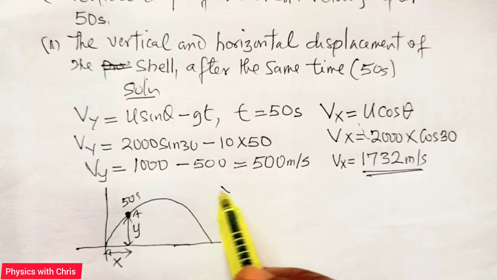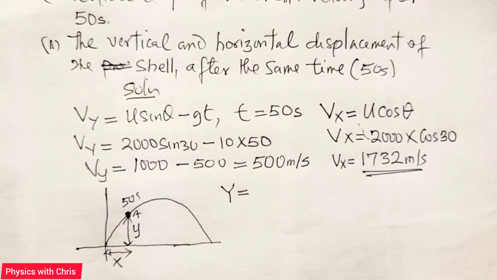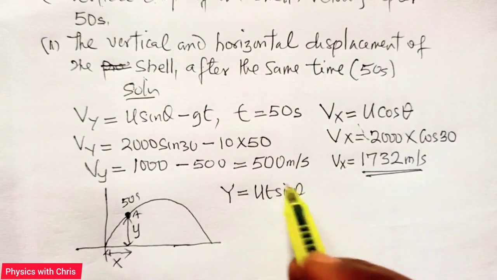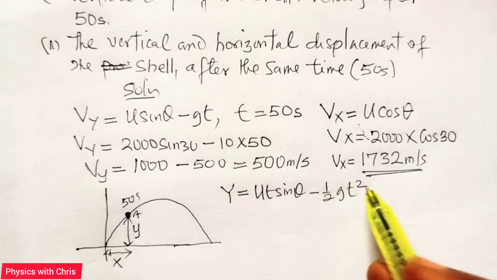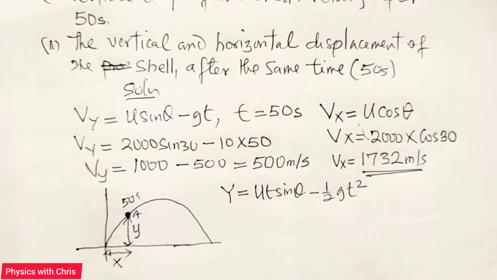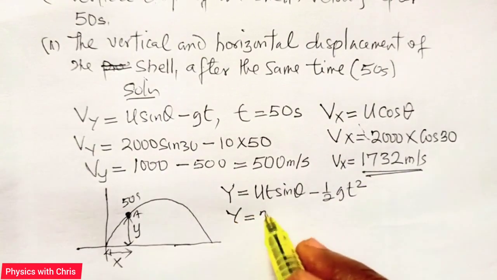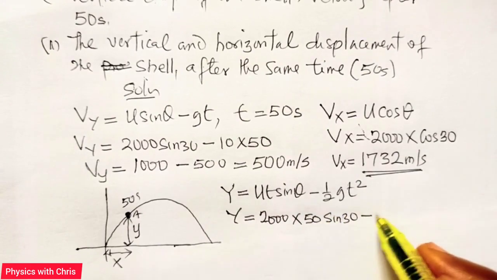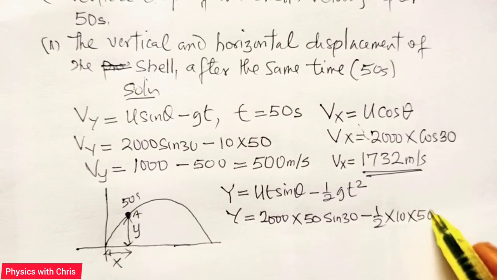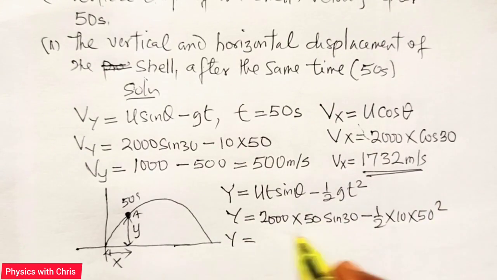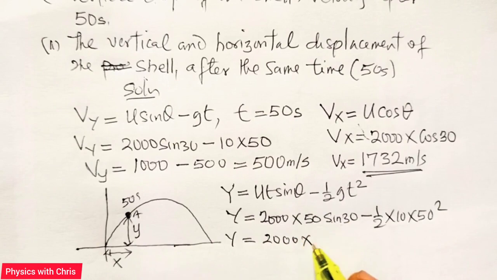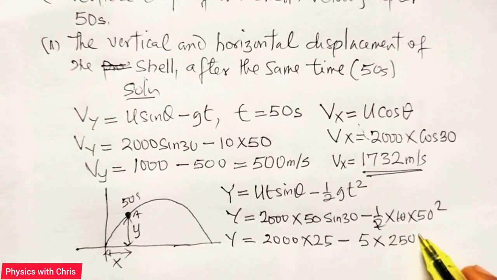Now we have to invoke the equation to calculate the vertical displacement at some given time t. That is ut sine theta minus half gt squared. I'm sure you remember this equation. I think this was derived in the second video of this topic. Now my y equals 2000 times 50 times sine 30 minus half times 10 times 50 squared. Sine 30 is 0.5, times 50 gives you 25, minus, this cancels, that is 5, times the square of 50, which is 2500.